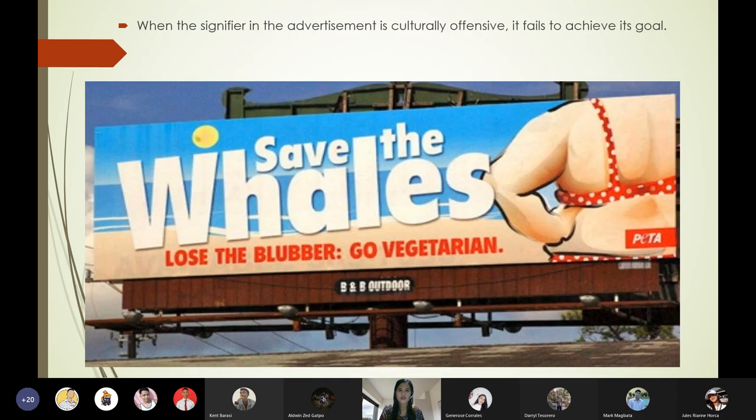Okay? So here is the photo or the image that I have shown you a while ago. Sabi dito, when the signifier in the advertisement is culturally offensive, kapag nakaka-offend tayo ng ibang kultura or ng kapwa natin, you fail to achieve your goal. Kasi if your goal is pasikatin itong produkto na to, pero ang nangyari po ay na-offend yung maraming tao, then you fail to achieve your goal.